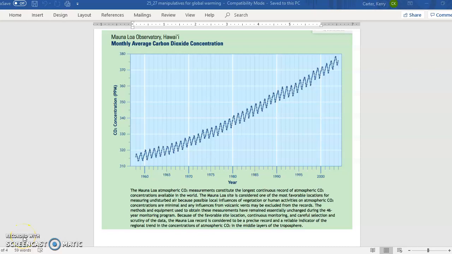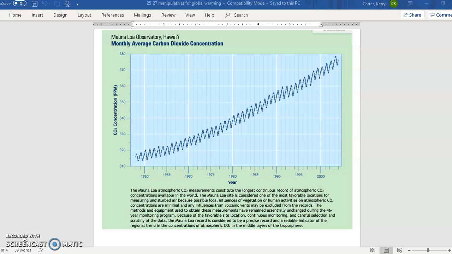Okie dokie. So now we are going to take a look at global warming today. And we are on page 25 in our booklet, coming into the home stretch. So we're going to first take a look at this graph that comes from an observatory in Hawaii.